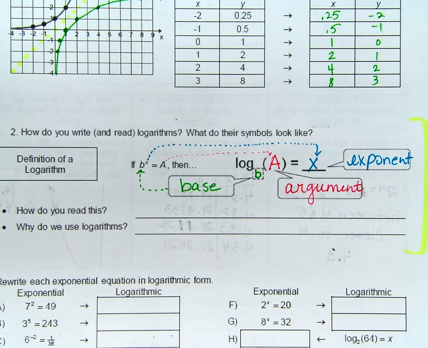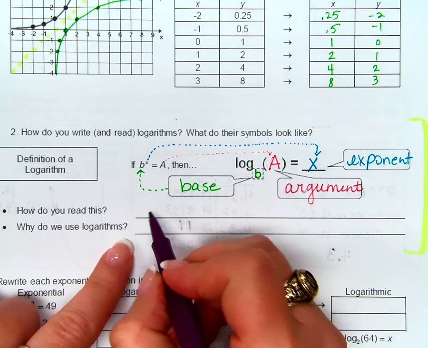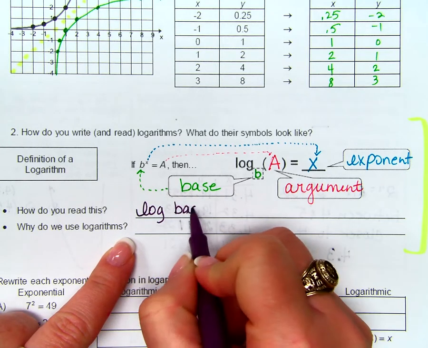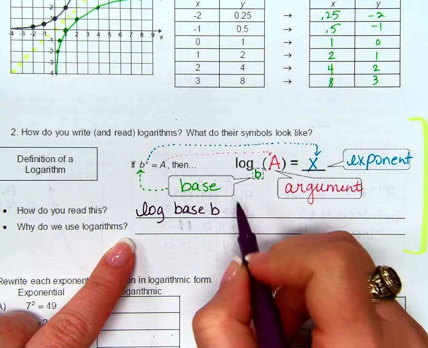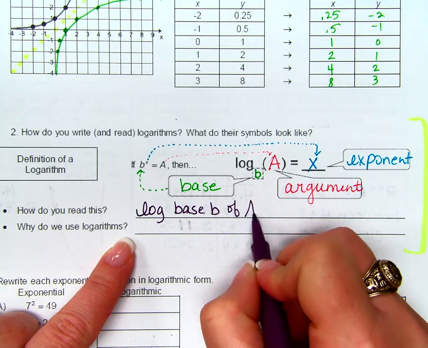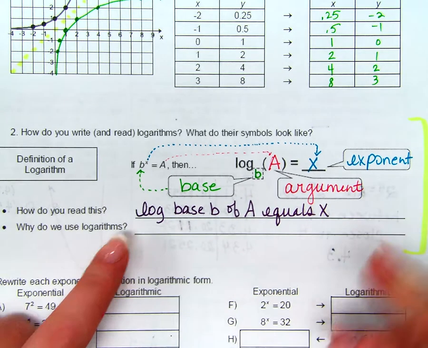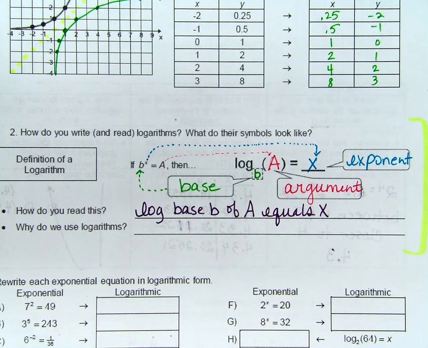But I want you to know that there's two possible ways that this can be said. I'm most likely going to say it the way I've always learned it, just for the record. But the other way is not wrong. Okay? Here's how I will say it. Log base b of a equals x. Log base b of a equals x.